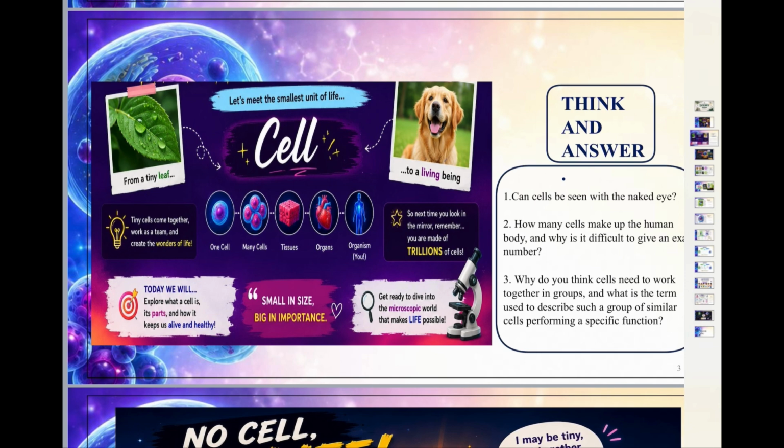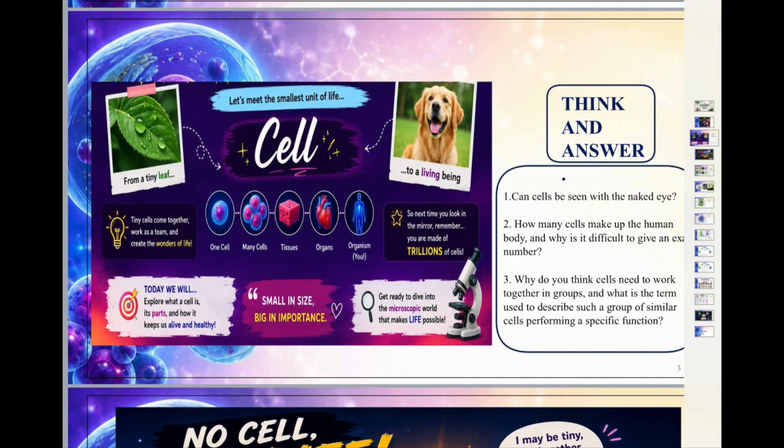How many cells make up the human body, and why is it difficult to give an exact number? Can you say that you have exactly this many cells in your body? No, right? We cannot say that, because we human beings are made up of trillions of cells, and we cannot count them. And this is different for different individuals. Why? Because our height is different, our weight is different, so the number of cells in our body is also different. That's why we can never count it.